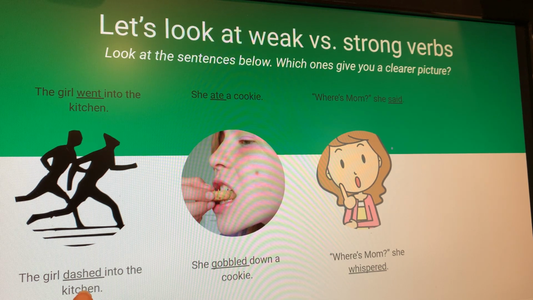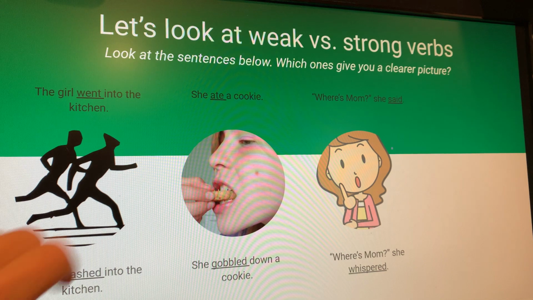However, if the writer had written, the girl dashed into the kitchen, well, that's a whole different story. Because truthfully, saying that the girl went into the kitchen doesn't tell us how she went in. You could have said the girl tiptoed into the kitchen, or the girl sauntered, that means a slow walk, into the kitchen. But no, this girl dashed into the kitchen.